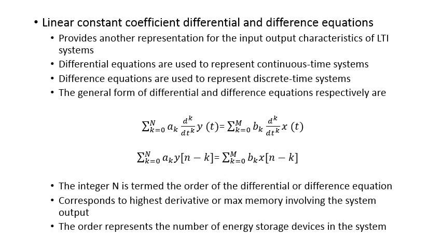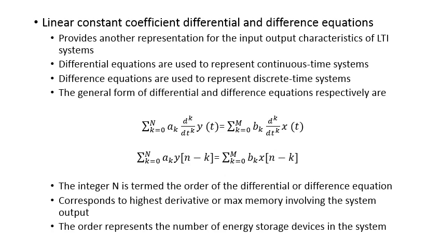The integer n basically shows the order of the differential or difference equation. This corresponds to the highest derivative in case of a continuous time system, whereas in case of a discrete time system the maximum memory involving the system output is represented by n. So for example, if it has memory up to say 5, then k runs from 0 up to 5, so 5 represents the maximum memory involved. Similarly, if you have a differential equation that has derivative up to 10, then 10 will be the highest corresponding derivative.